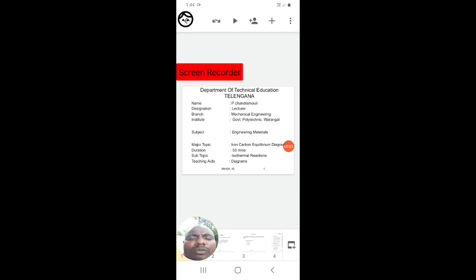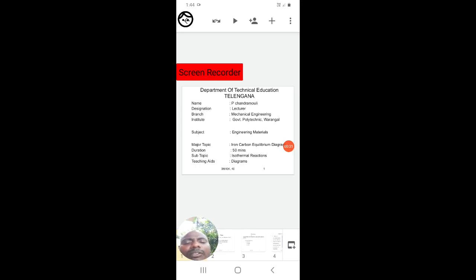My name is Chandramouli, a lecturer in mechanical engineering, worked at Government Polytechnic, Warangal. My subject is engineering materials. In that, the major topic is the iron carbon equilibrium diagram. Today we will deal with the subtopic isothermal reactions, with teaching aids, diagrams, and animations.